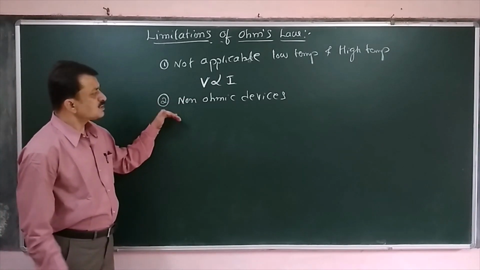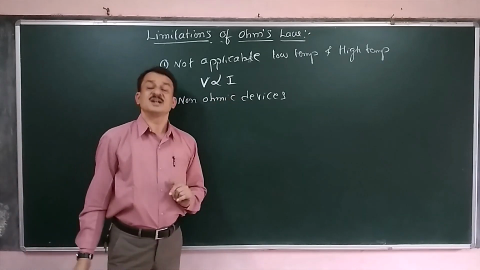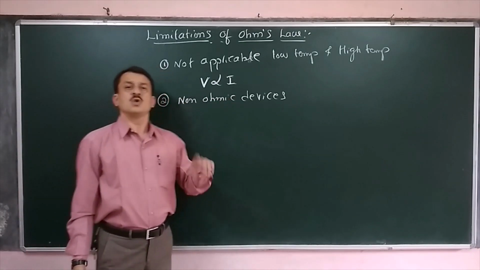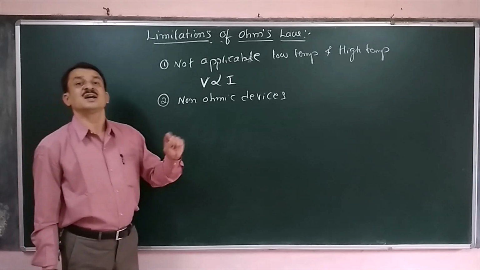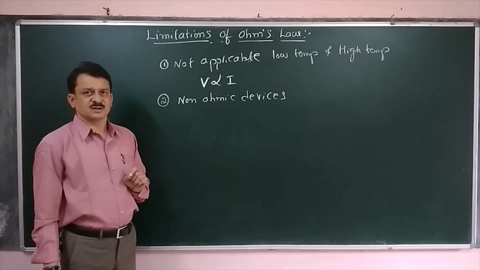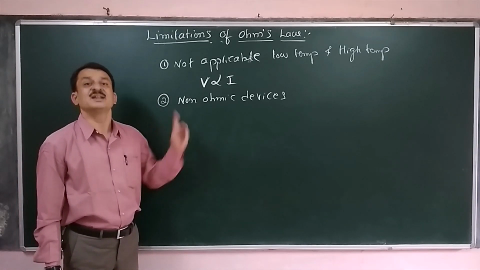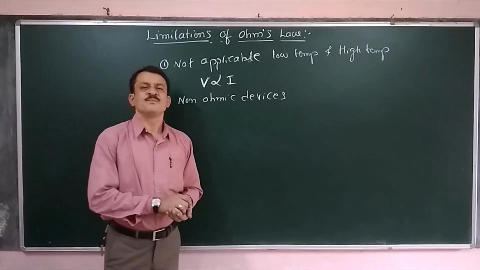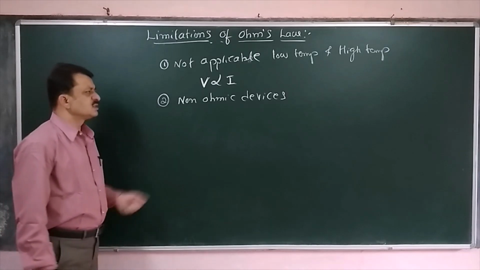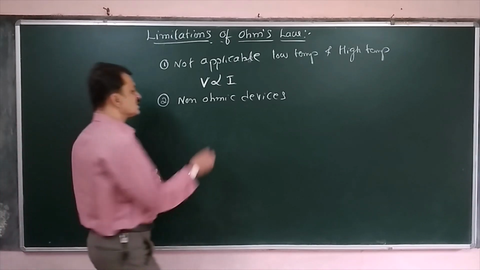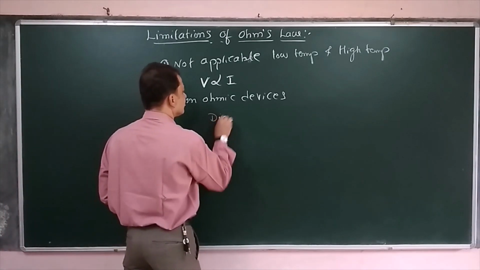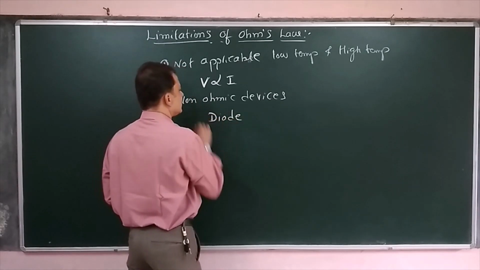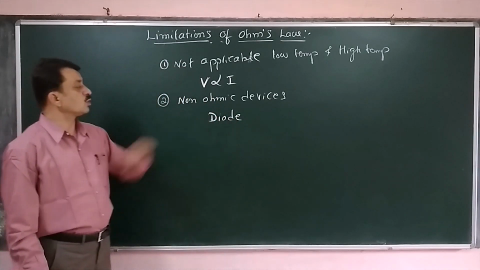Then Ohm's law is not applicable in the case of certain devices in which voltage and current are not directly proportional. There is no linearity in the IV characteristic curve, and those devices we call non-ohmic devices. The best example for a non-ohmic device is the diode, that you will study in the semiconductor chapter.